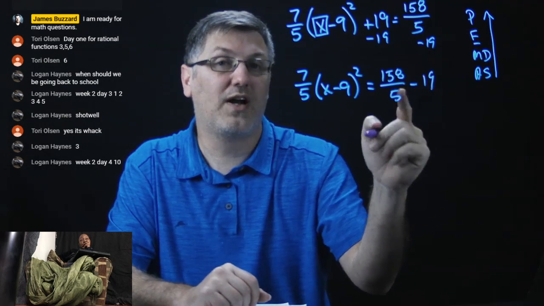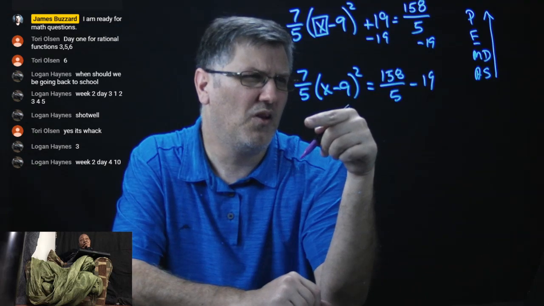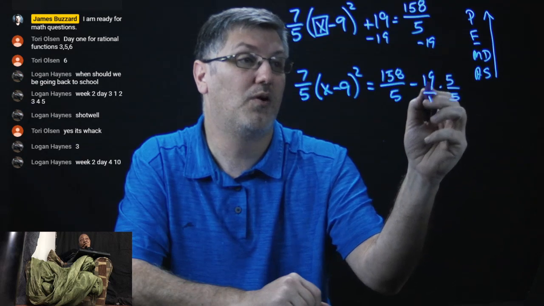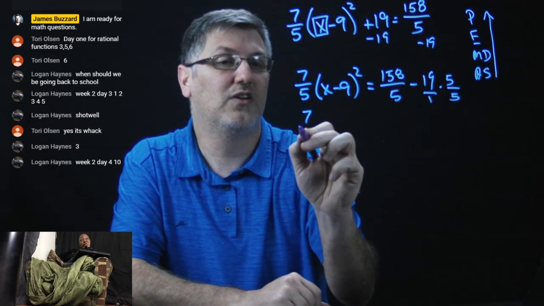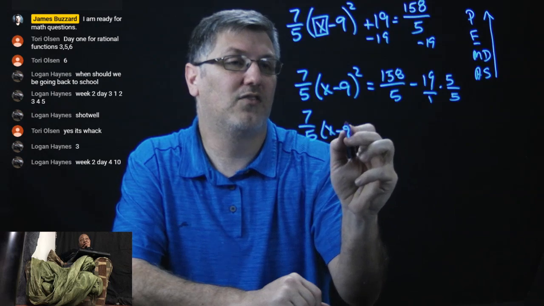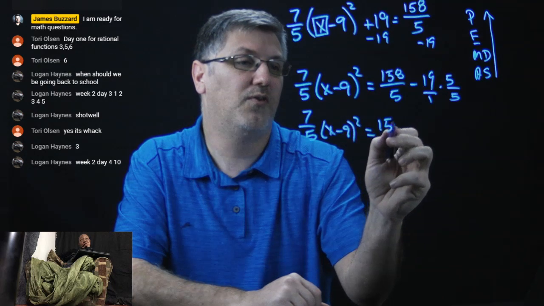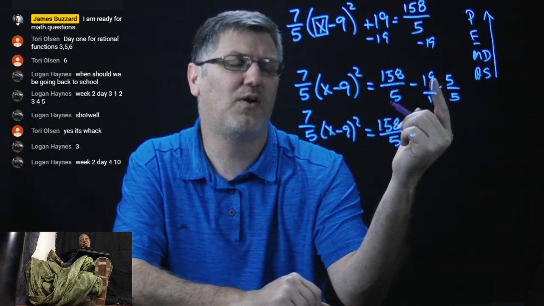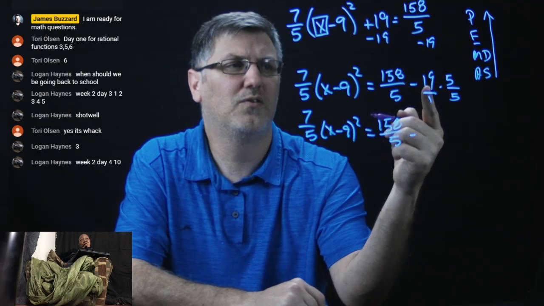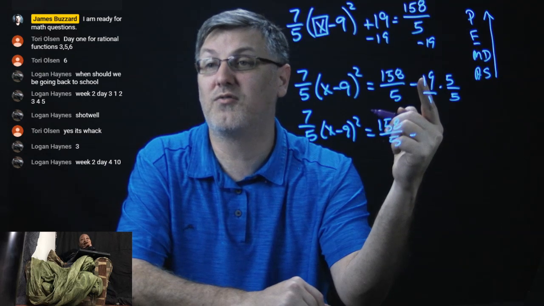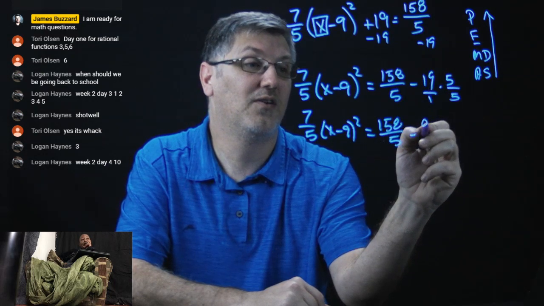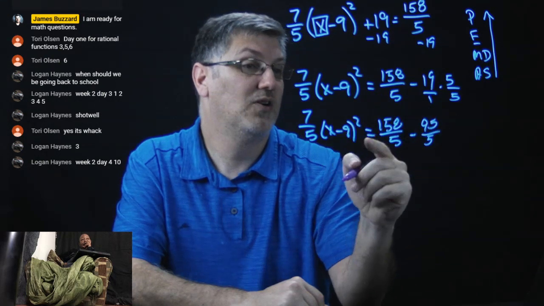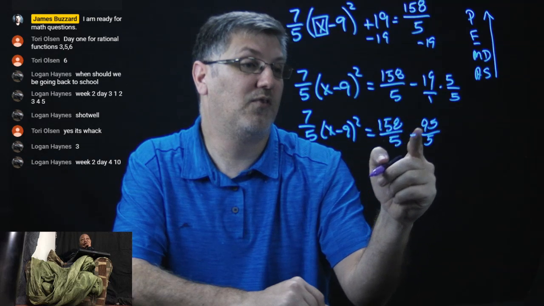Now when you subtract these, you get a common denominator, which is going to be 5. That means I want to multiply this by 5 over 5, and this over 1, multiply straight across. So I will get 7/5 x minus 9 squared equals 158 over 5 minus, let's see, that's going to be 60 minus 5, 55? No. 19. No, it's 100 minus 5, so it's 95. 95 over 5. That's easy enough. Now we just subtract by top, so 158 minus 95.